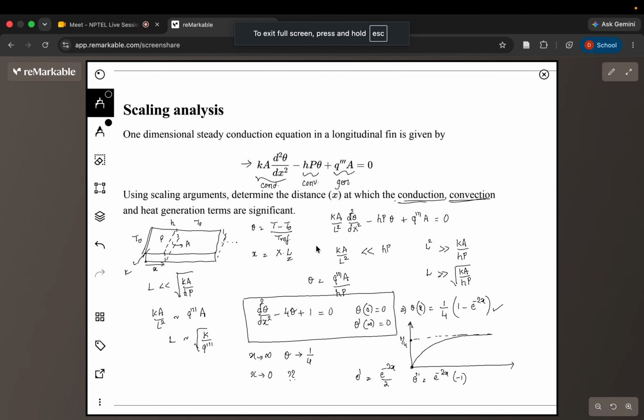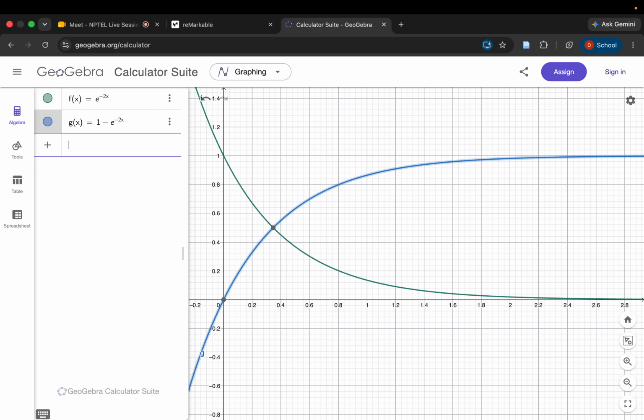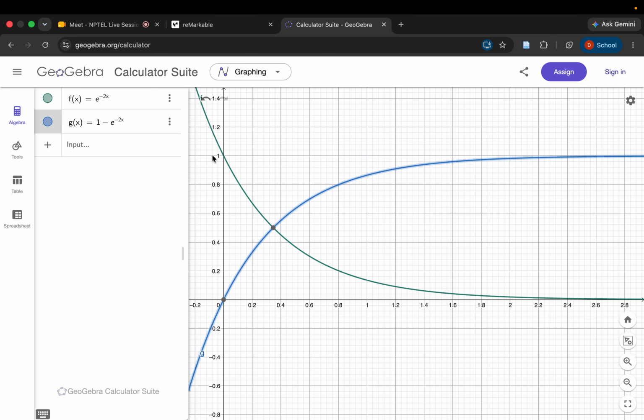and let us see the second term. The first term is d square theta by dx square. The second term is 4 times theta, which is 1 minus e to the power minus 2x. So I'll just plot that one also, 1 minus e to the power minus 2x. So this is the second term, and then we have the third term, which is a constant, which is equal to 1. So now you can see the relative contributions here.